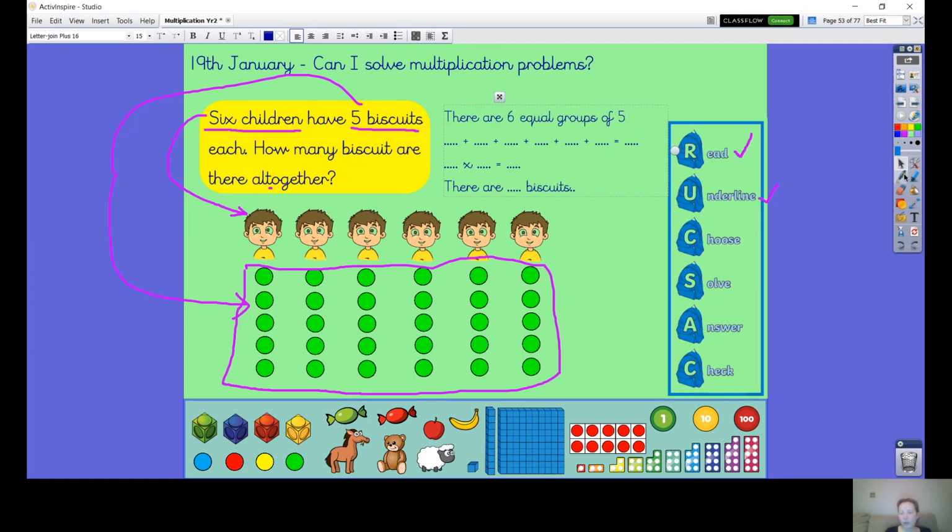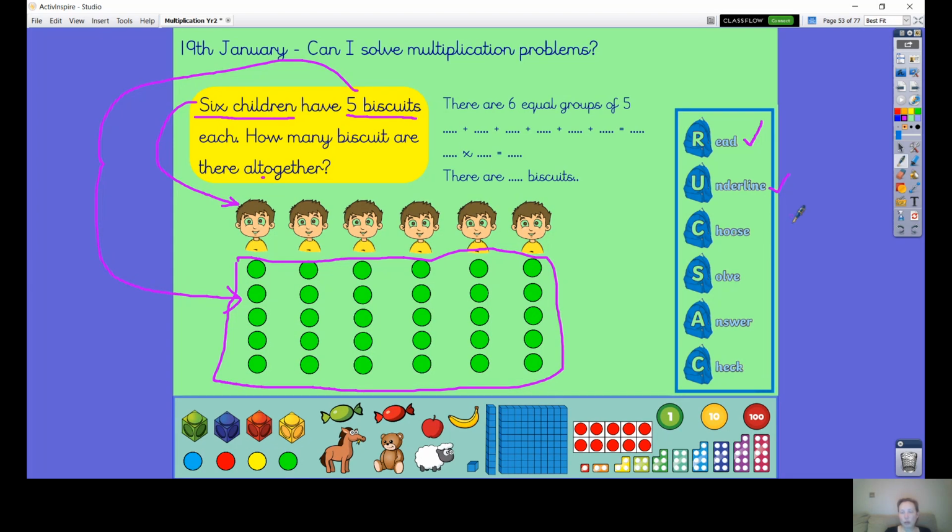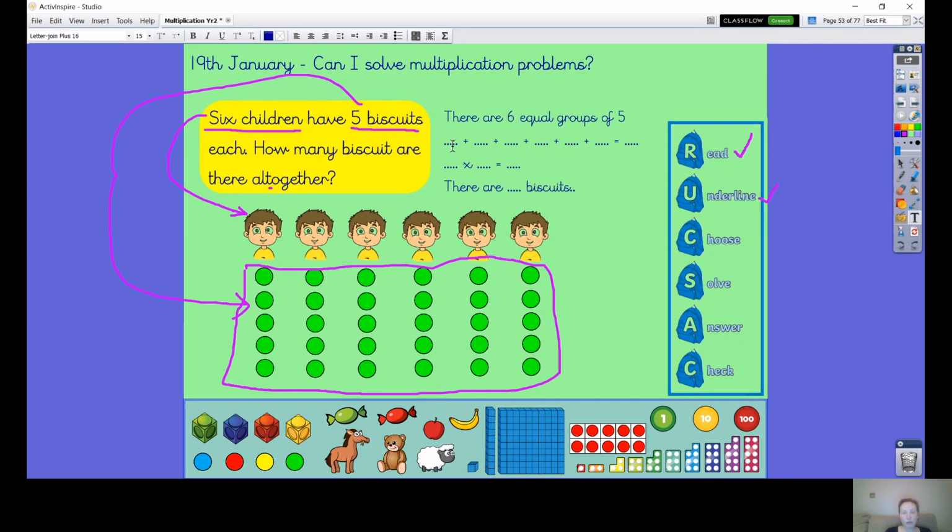Okay, so I now need to think about choosing what I'm going to do. I could choose a repeated addition or a multiplication. I'm going to do both to show you both. So this one would be, I've got 5 biscuits for child 1, child 2's got 5, child 3's got 5, child 4's got 5, child 5's got 5, and child 6 has got 5. So we've got equal groups of 5. Or I could do my multiplication and say 6, I've got 6 children with equal groups of 5 biscuits.